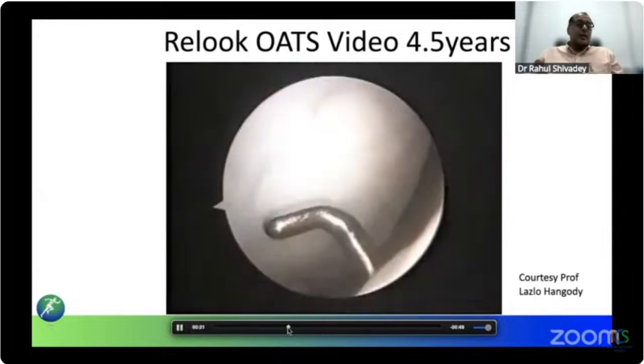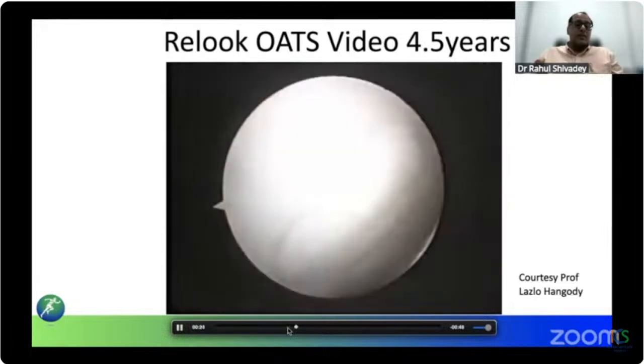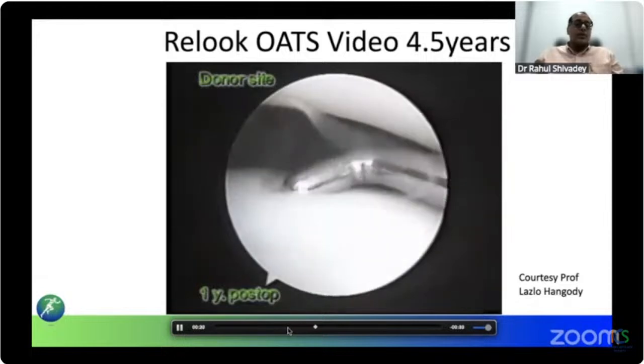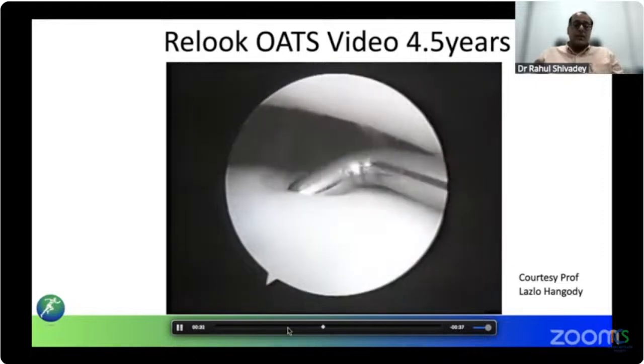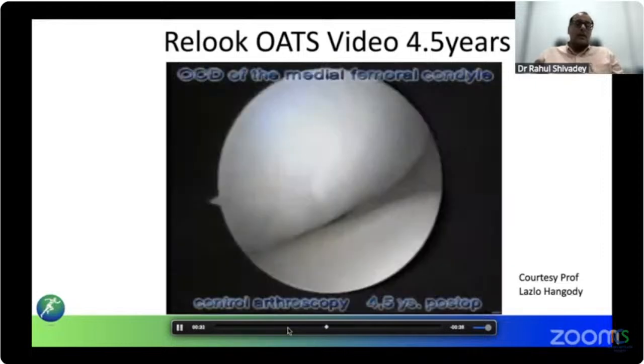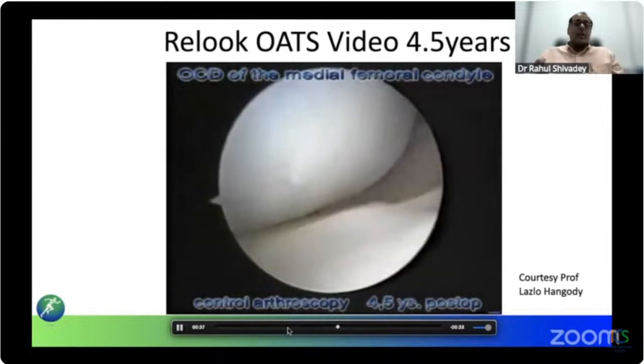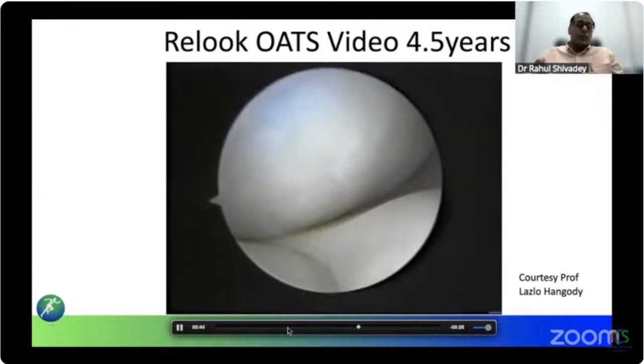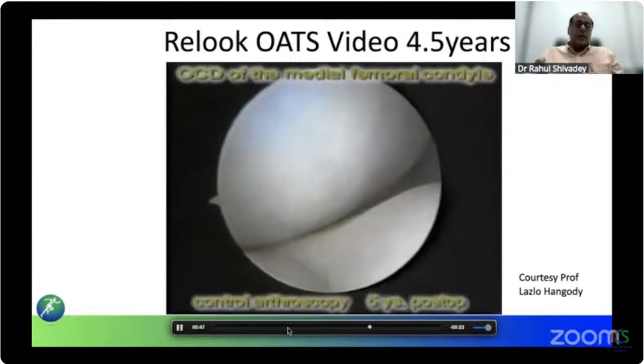This was, I think, a 3.5 centimeter square lesion. And if you look at the harvest site, you can see that there are no chondral changes on the patellar surface also. And this harvest site is filled with a lot of fibrocartilage. Usually what I'll do is from the recipient site, I will cut the bone plug and put it back into the graft harvest site.